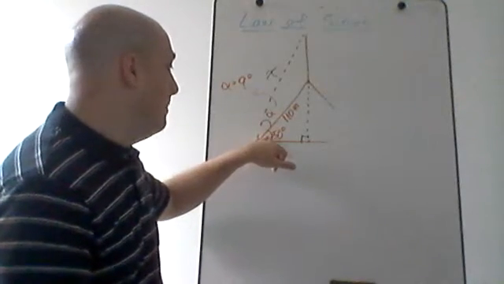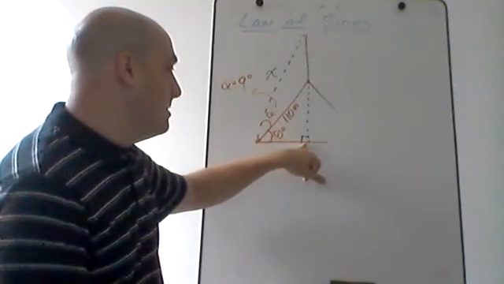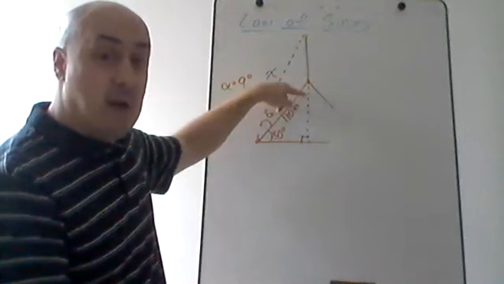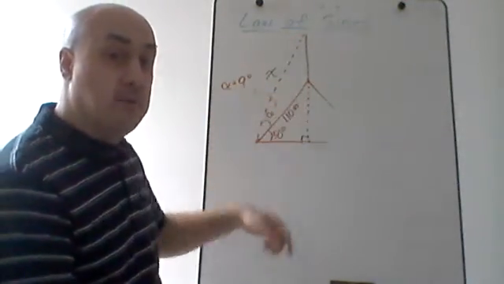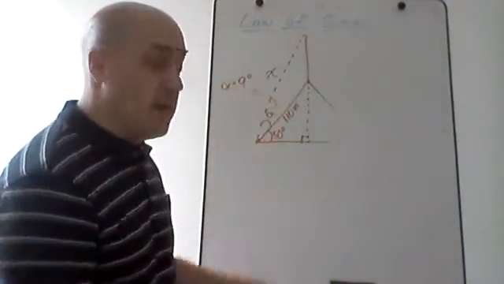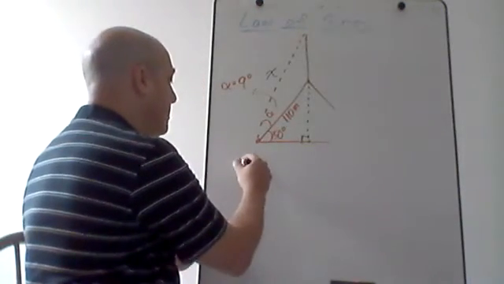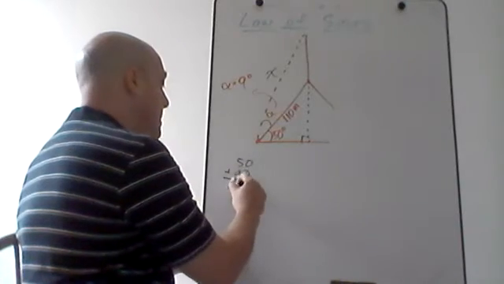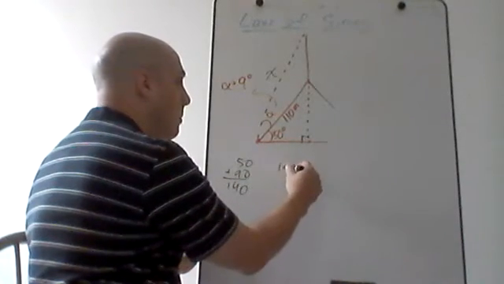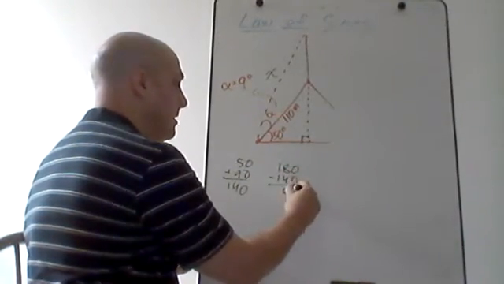And I know that this angle of the triangle is 50. I know that this one is 90, which means I can figure out what the angle at the top of that new triangle is. All three of those have to add up to 180. So if I do 50 plus 90, that's going to be 140. And then if I do 180 minus 140, that gives me 40.